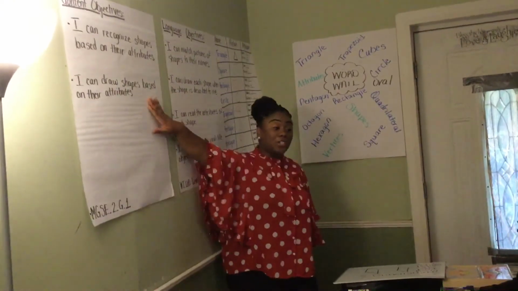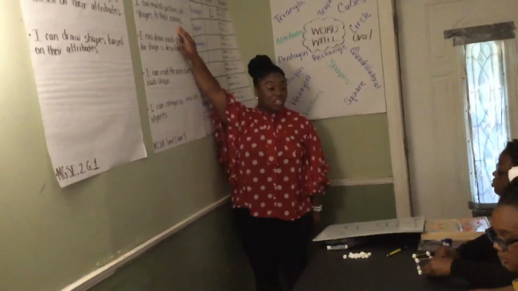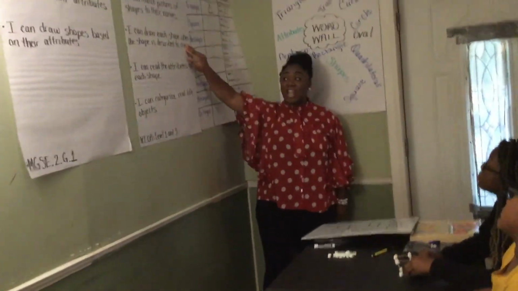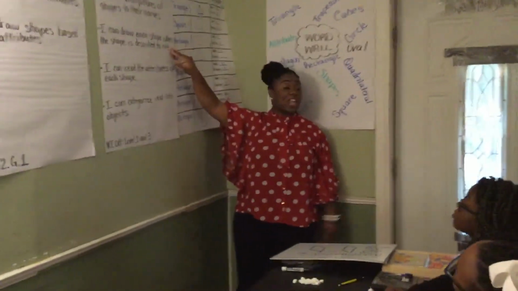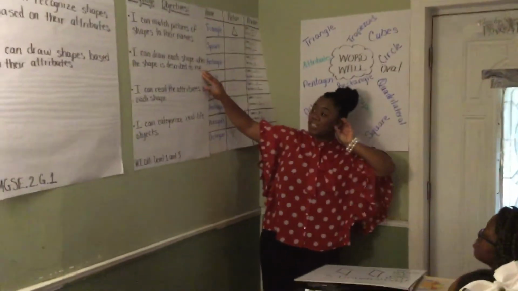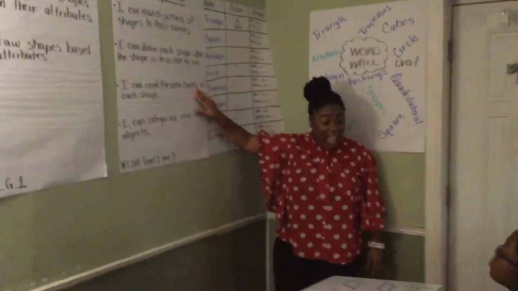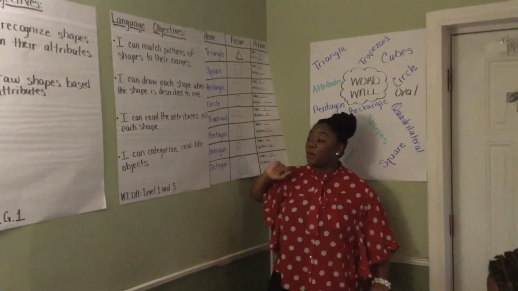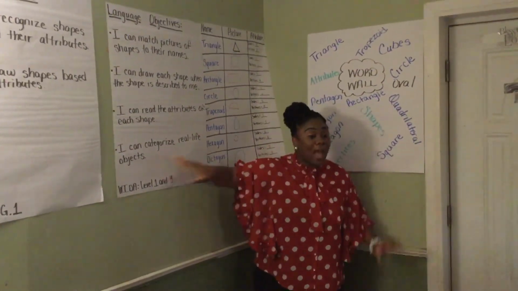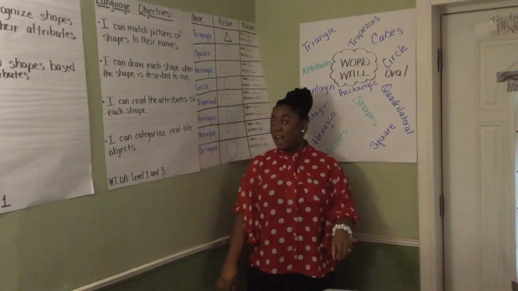We can draw our shapes. We can match our shapes. We can draw each shape when the shape is described to me. So when you have to listen, you can read the attributes. You read them on your graphic organizer. You categorize the pictures of the real life objects.